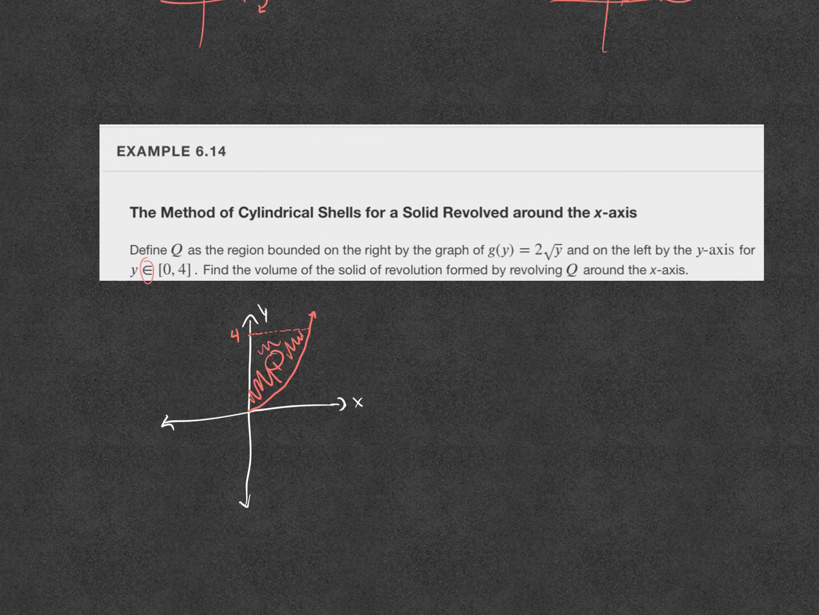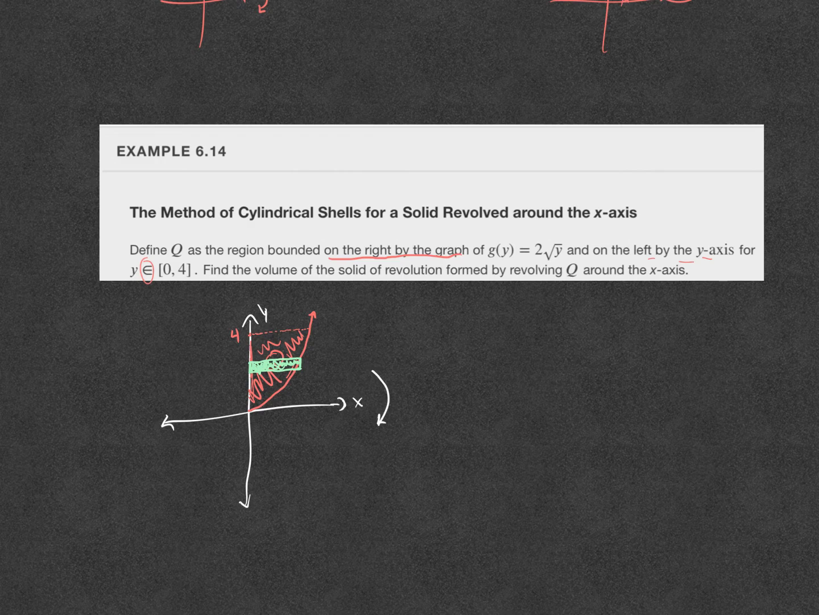It said bounded on the right by the graph, so the right side of the region is the graph, and on the left by the y-axis, so the left side of the region is the y-axis. And in this one, we are revolving around the x-axis. So in order to form a shell, when I'm revolving around the x-axis, the cylindrical shell, my rectangle needs to be oriented horizontally. So I am taking my cross-section slices up the y-axis.